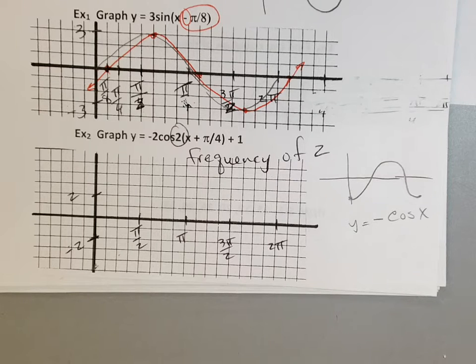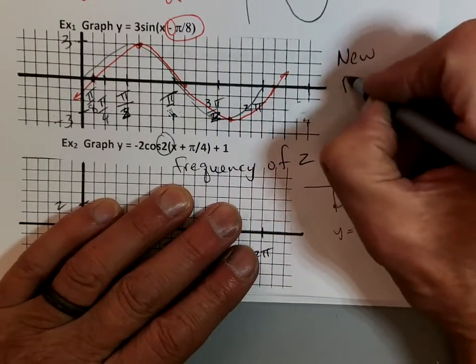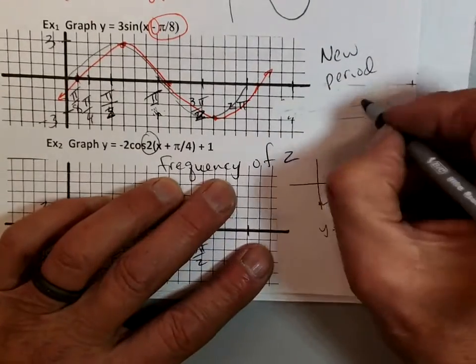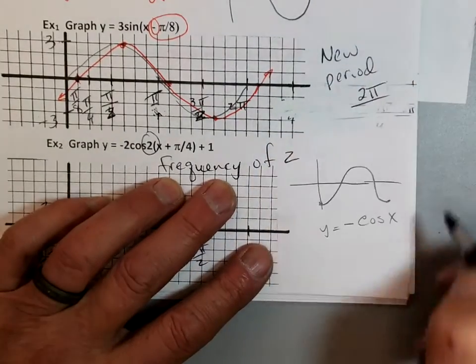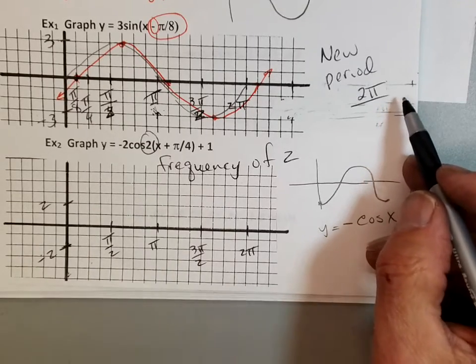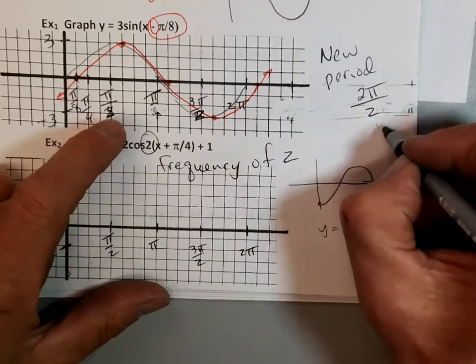So how wide is each curve? Pi. And if you need help with that, there's a way to find the new period. So right up here, I'm going to say new period. And I had this for you on Friday. The new period is always 2 pi divided by your frequency. Always 2 pi, because that's the standard period, divided by the frequency, which our frequency is 2. So our new period in this case is pi.